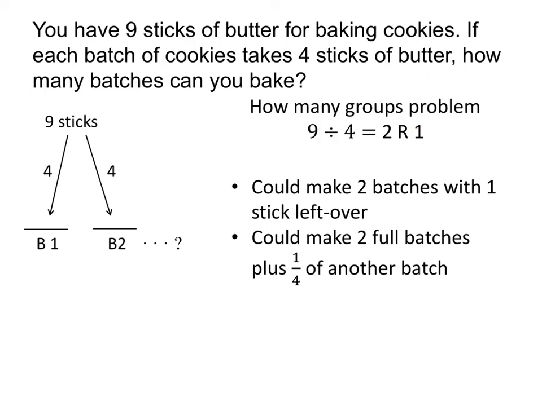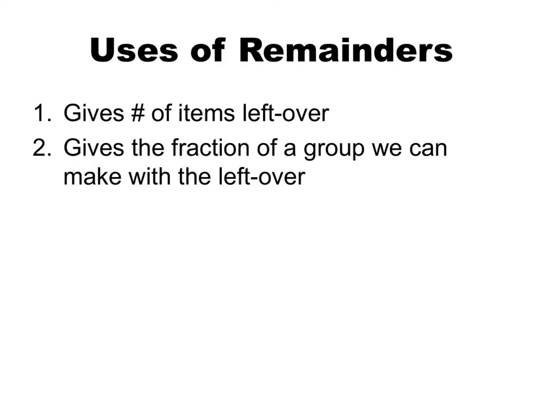But let's look at another way that we could interpret this. I could take that 1 additional stick of butter and use it to make a partial batch. Well, if a batch takes 4 sticks of butter and I only use 1 stick, what fraction of a batch could I make? Well, I could make a quarter of a batch. And so this is another way to interpret this problem. I could make 2 full batches plus a quarter of another batch. And that answer could make sense in the context of this problem. So this problem illustrates our second use of a remainder. It gives the fraction of a group that we could make with the leftover.